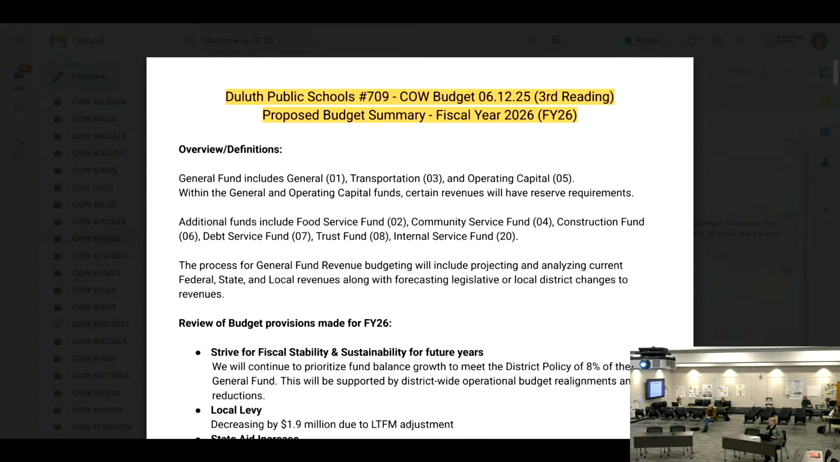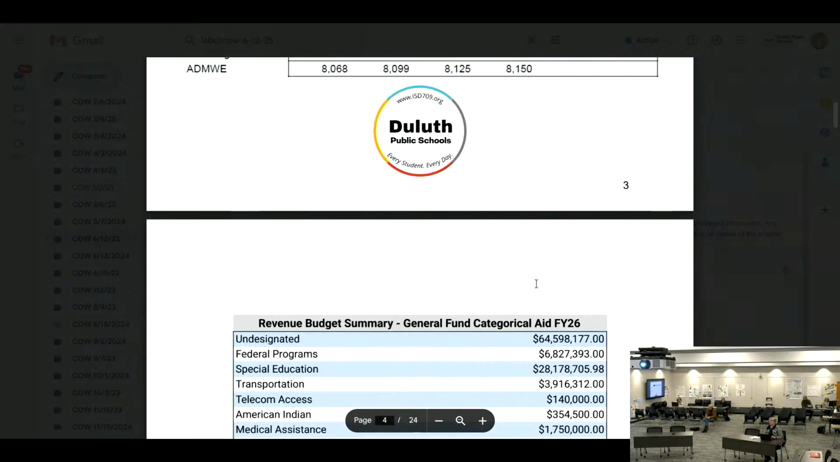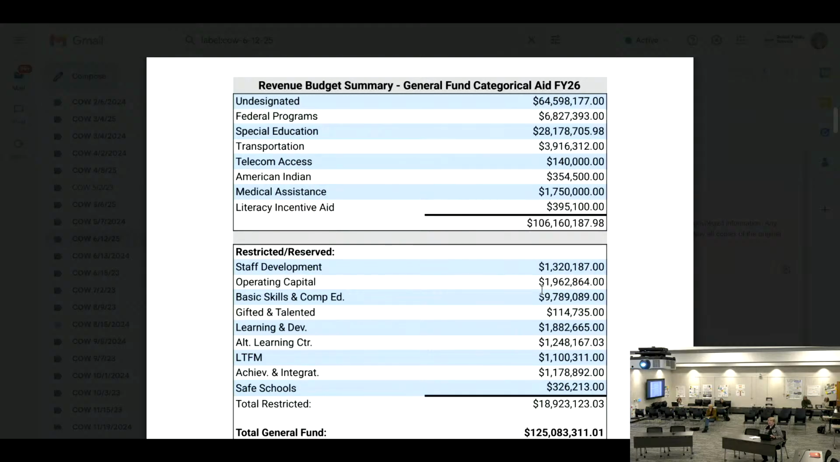Ms. Shannon, would you please go down to page 4? Or we'll just keep going and I'll show you where I made the adjustments. This page right here. Last time, the third line down, special education, read 25 million plus. I upped it according to the current MDE revenue projection to 28,178,705. And I increased down below in the restricted reserved, the ALC, Alt Learning Center, to 1,248,167. Those are the only 2 changes I made there.